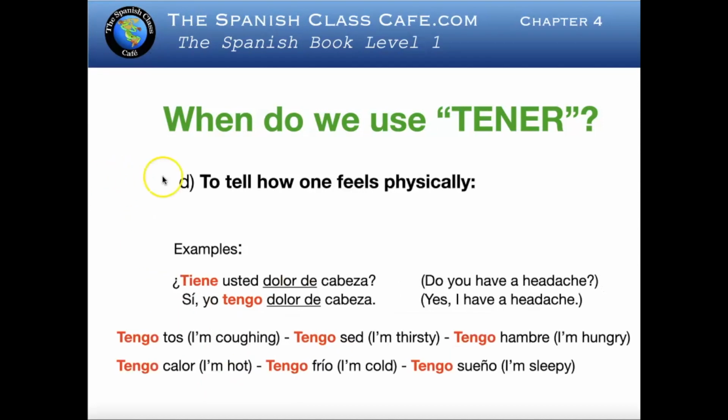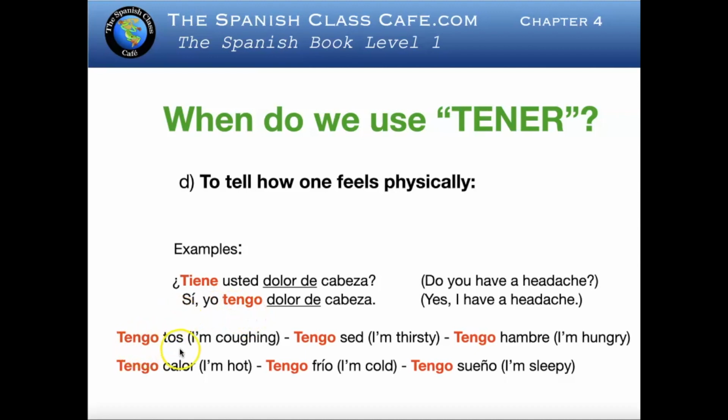We also use it to tell how we feel physically. If you go to the doctor, he asks you, ¿tiene usted dolor de cabeza? Sí, yo tengo dolor de cabeza. It's dolor de what we use. And then you can substitute here. This is headache, but you can say stomachache, and then it's, ¿tiene usted dolor de estómago? You can change this, but it's dolor de what you have to use, and the verb tener.